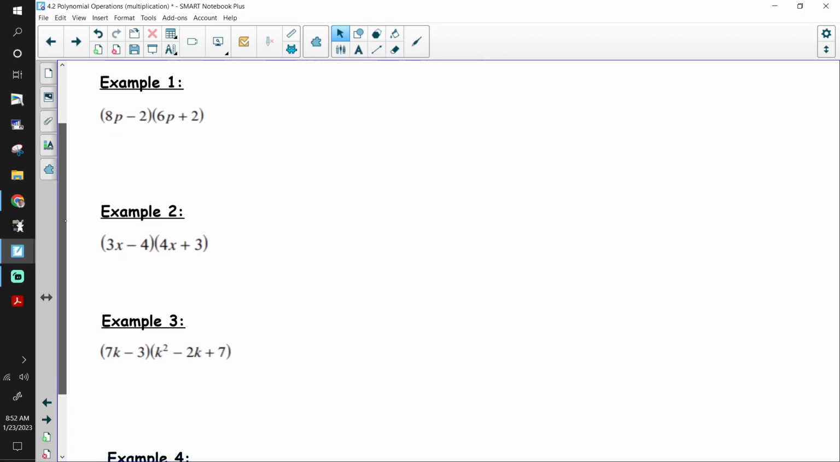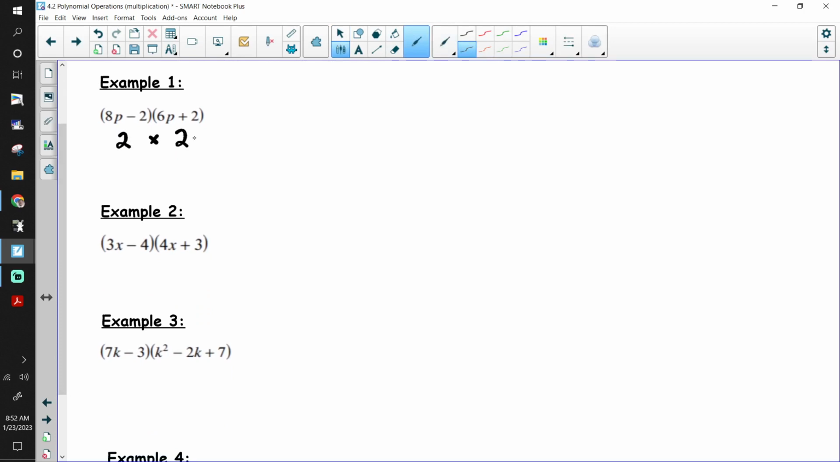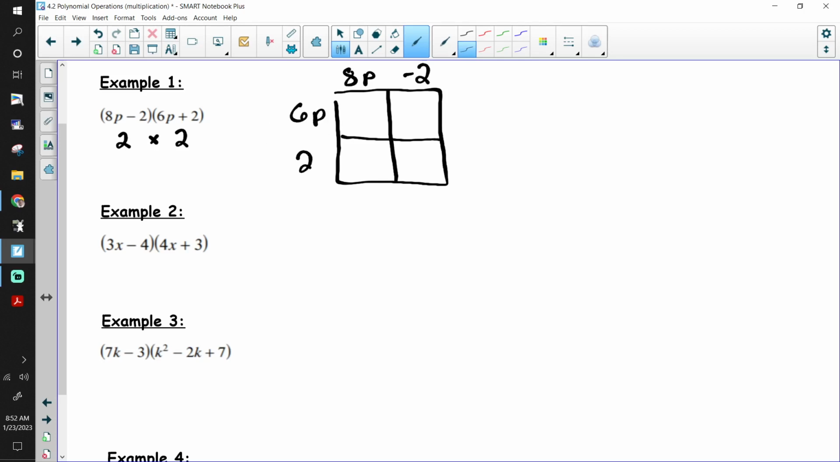Okay, example 1. First thing we need to figure out is this is a 2-term times another 2-term. So I need to make a 2 by 2 box. So off to the side, I'm going to draw a 2 by 2 box. It doesn't matter where your first polynomial goes. I'll just write it on the top: 8p and minus 2. 6p and positive 2 on the side. And look, make sure you bring the negatives with.